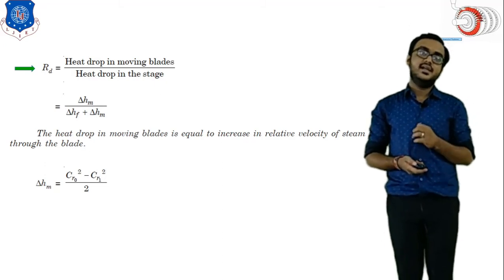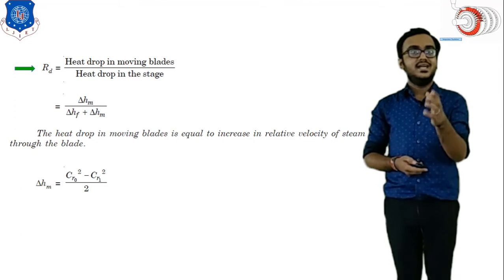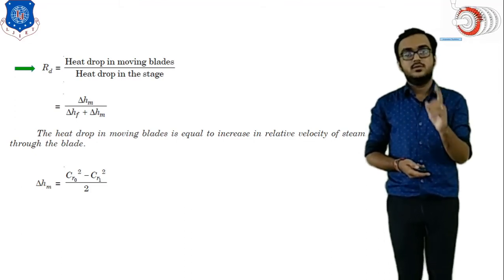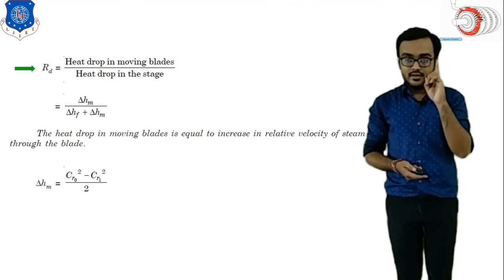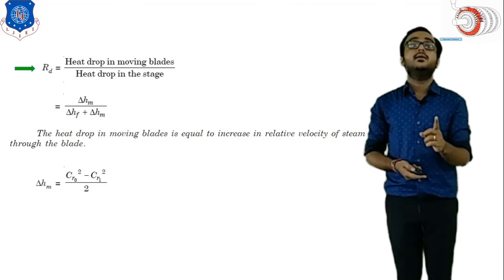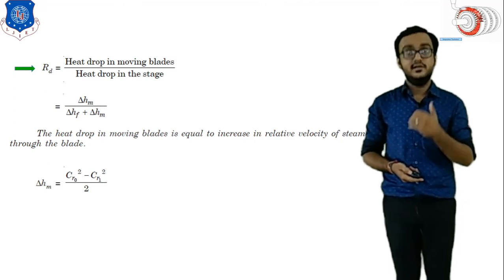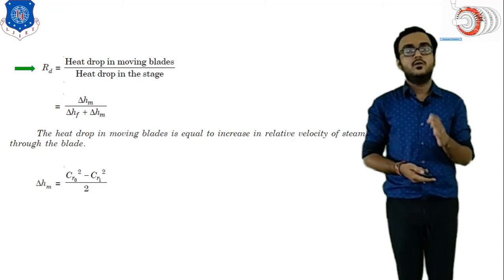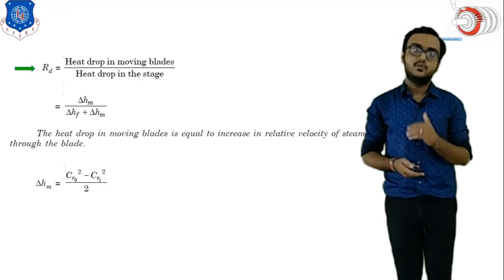So here you can say delta Hm is equal to (CRO square minus CR1 square) divided by 2, because recall my previous session, I told you that the relative velocity at the outlet is quite high in the case of Parsons turbine compared to the inlet relative velocity. That's why delta Hm is equal to (CRO square minus CR1 square) divided by 2.